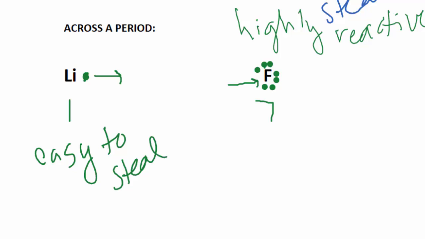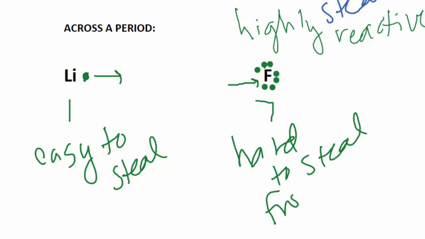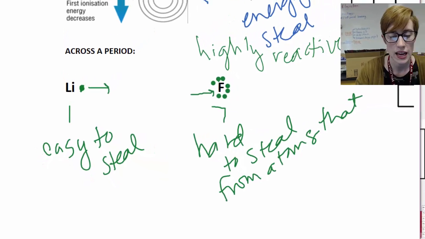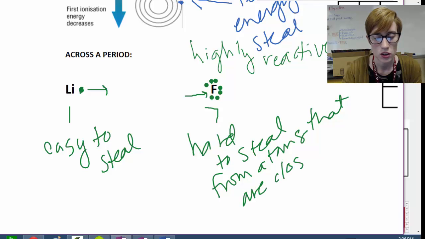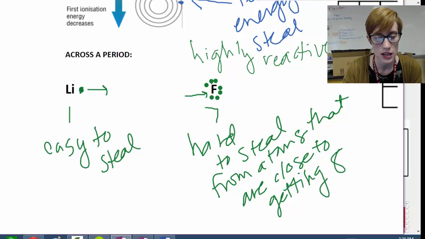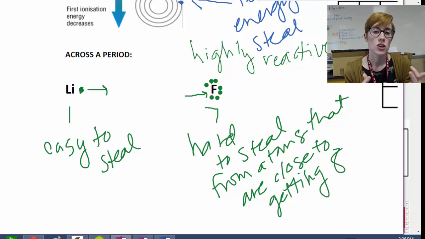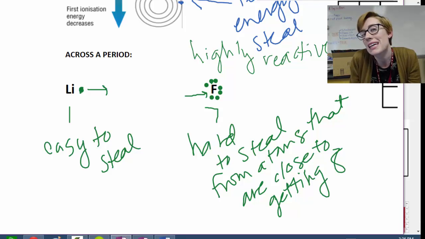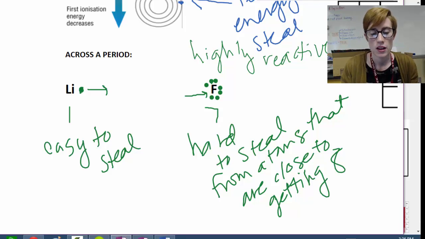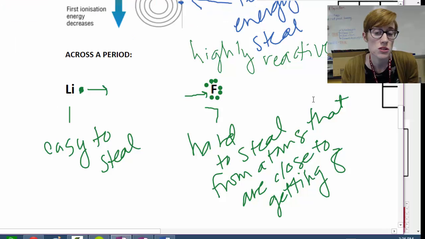Fluorine, all it wants is to take an electron. So do you think it'd be really hard to take an electron away from fluorine? Yes. So it's very hard to steal from atoms that are close to getting 8. Sorry, my handwriting's bad. That are close to getting 8 valence electrons because they really want those 8. But elements that are close to getting 0, it's really easy to take their electrons away because they're already close to being at 0.